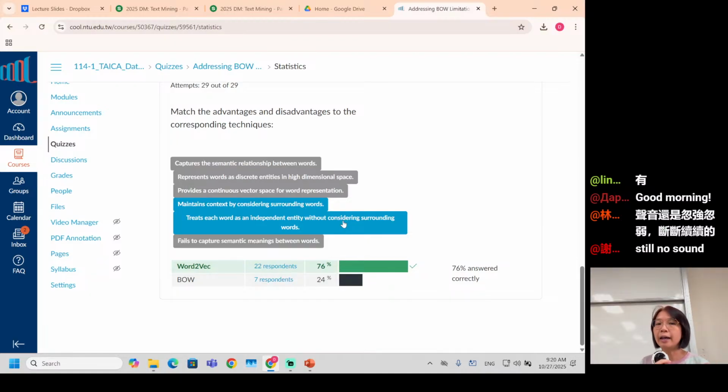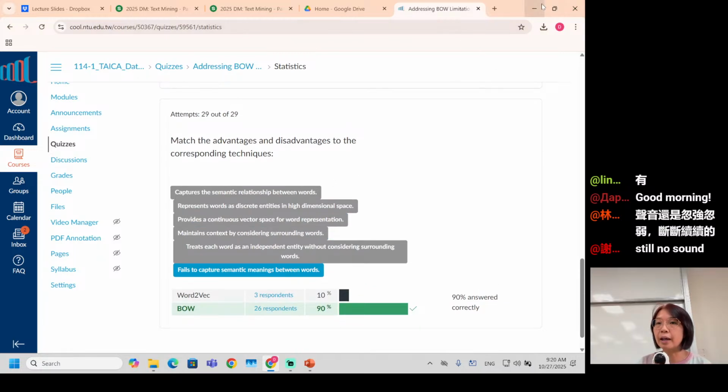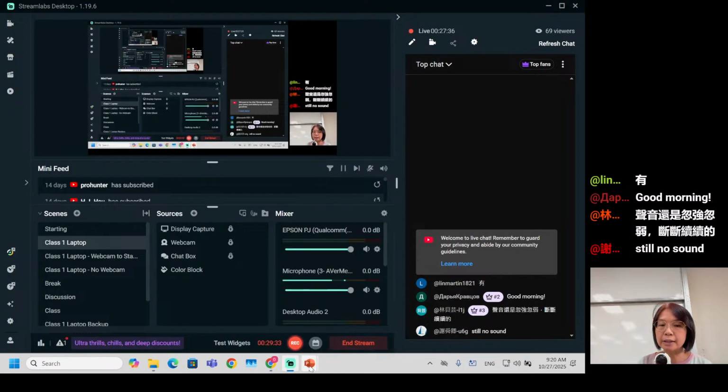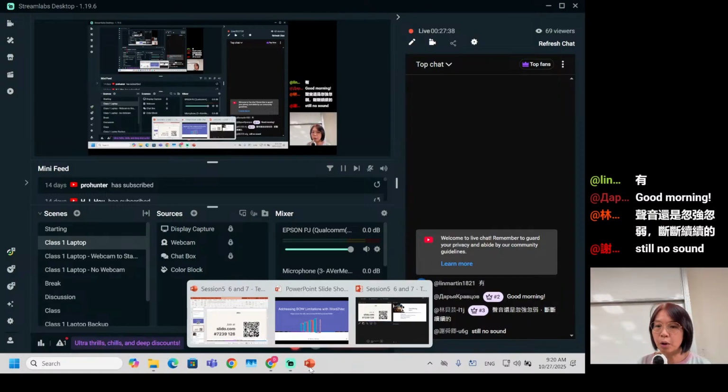Later on, we are going to utilize a similar concept in large language models. Treat each word as an independent entity without considering surrounding words, that is for the bag of words model. Fail to capture the semantic meaning of words, that is also the bag of words model. I'm hoping that you understand why we want to express it this way, and that the word is clear now.